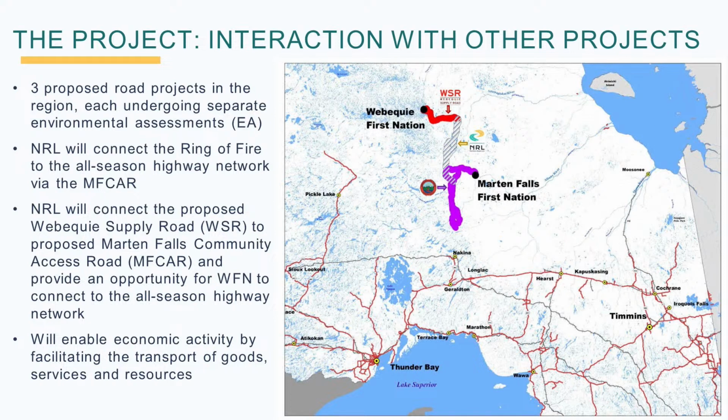The NRL will connect the Ring of Fire to the all-season highway network via the Martin Falls Community Access Road, and the NRL will connect the proposed Webequie Supply Road to the Martin Falls Community Access Road, thus allowing Webequie community members to ultimately connect to the all-season highway network, the Ontario Provincial Highway Network. And the project itself will enable economic activity by allowing for the transport of goods, services, and resources.